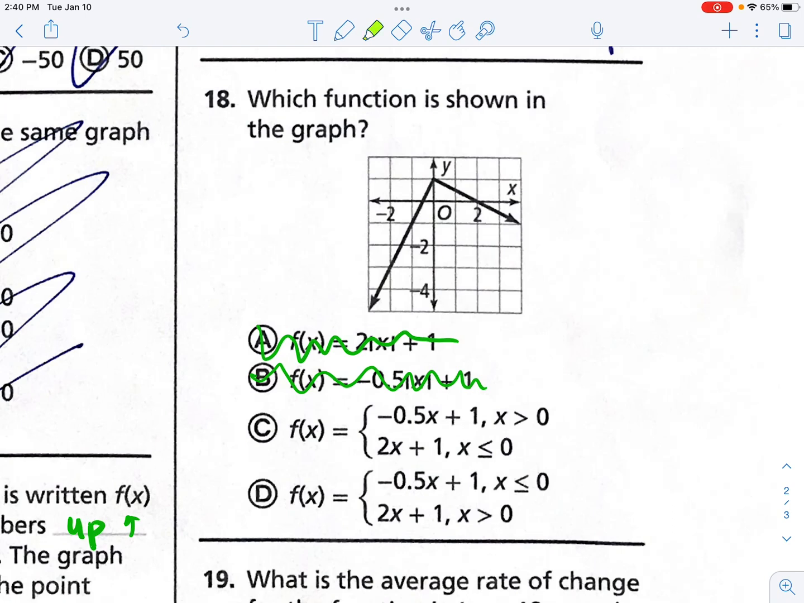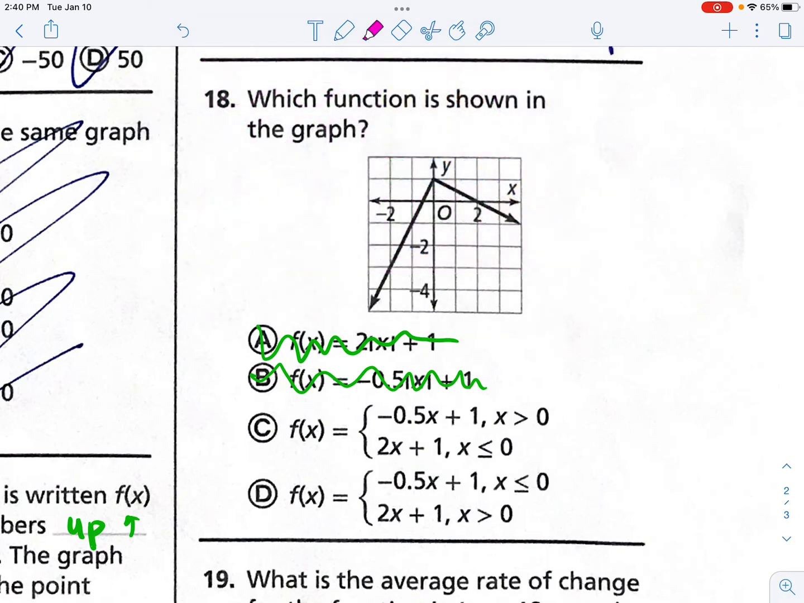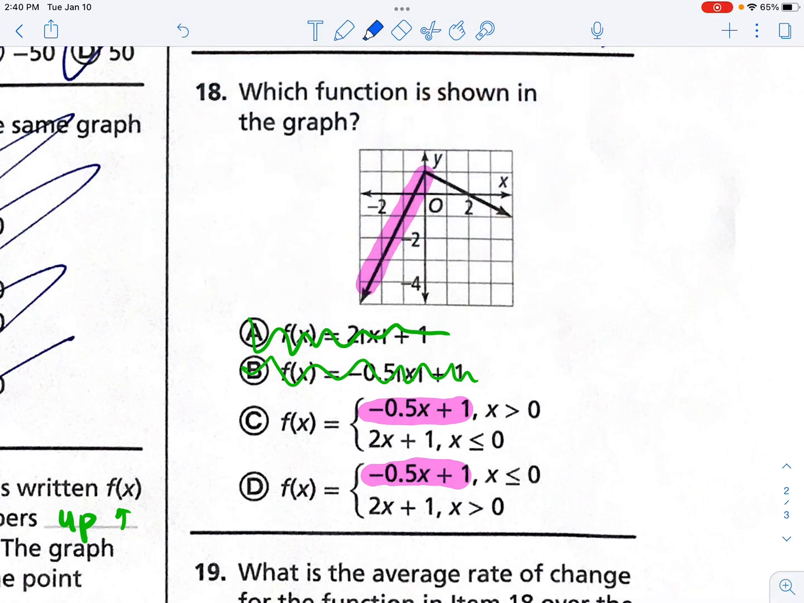Okay, so let's talk about how we know which ones are which. The negative 0.5x plus 1 has to have a negative slope. So that has to be the left side, because that's the side that is going down. That's your negative slope. Whereas the 2x plus 1 has a positive slope of 2.